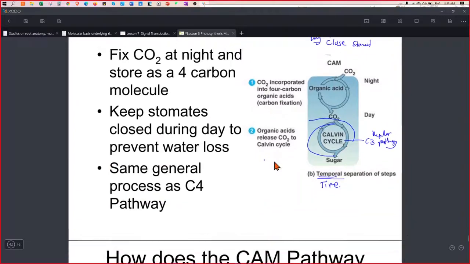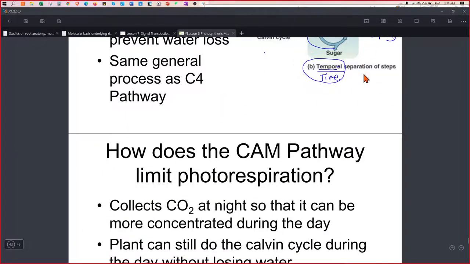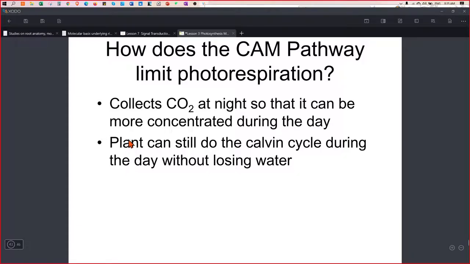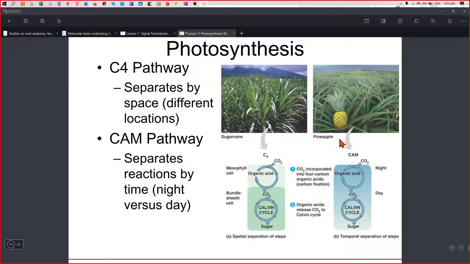The CAM pathway is separated temporally. This is still the same cells, but because the fixation happens at night, the rest of the Calvin cycle, the reduction and regeneration, happens during the day. Then it follows the regular Calvin cycle pathway. The good thing is the plant can still do the Calvin cycle during the day without losing water. Why doesn't it lose water? Because stomata are closed. A good example for CAM plants is pineapple. Another example, for C4 plants, is sugarcane.